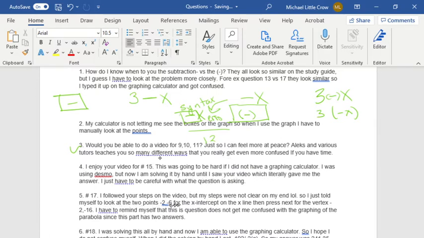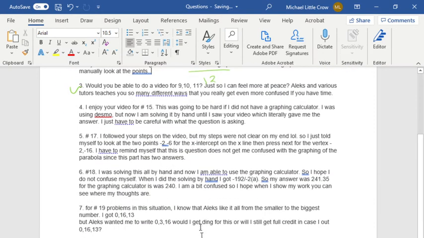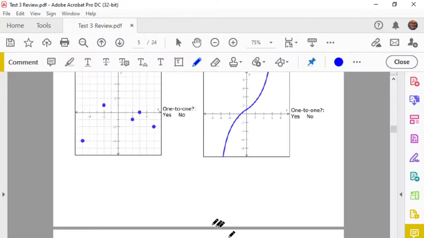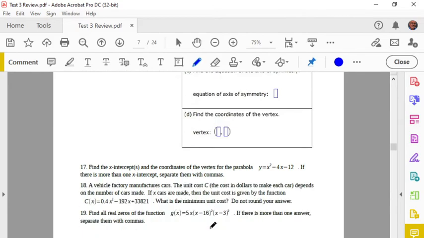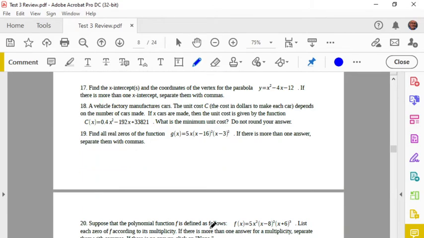Just going over turning for the x-intercept and the vertex. Okay, I think that's okay. 18, actually, I worked this one. Let me pull it up. It's still got it here. So for 18, I get the same answer.